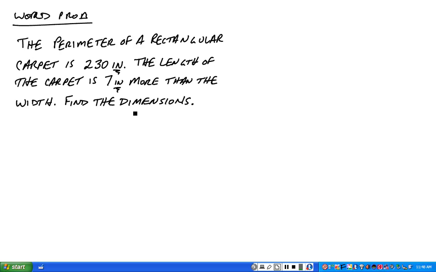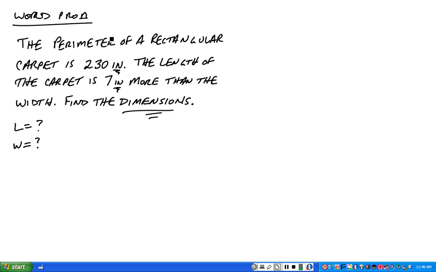Now dimensions, all they're saying is we're talking about length and width, so dimensions is just saying at the end of the day we need to know how long the carpet is and how wide the carpet is. So that's what we're looking for to answer this problem. How long is the carpet and how wide is the carpet? Okay, so let's talk about the information that's given to us.